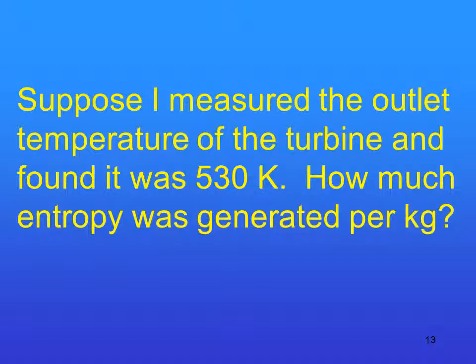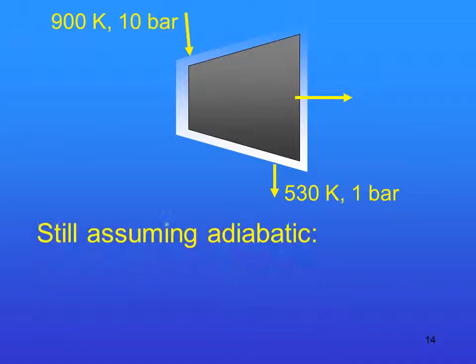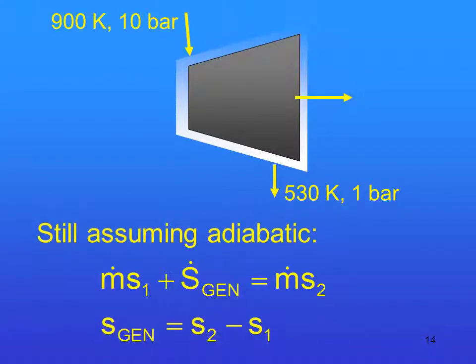Remember, you're going into the turbine at 900. Because you're taking work out, the temperature drops. And it would drop to 487 if we did it perfectly. But here it's dropping only to 530. Now the question, well, it's not isentropic anymore. So how much entropy was generated per kilogram? Now I can take the turbine as a system, still assuming adiabatic, and now calculate the entropy generated, which would be the entropy out minus the entropy in if I do it on a per mass basis. S generated equals S2 minus S1.